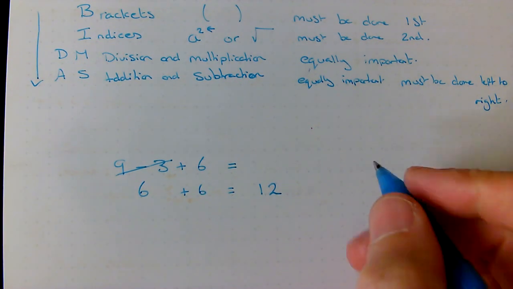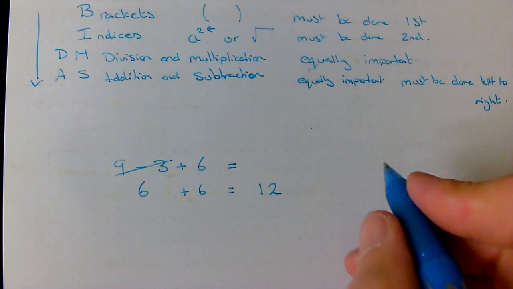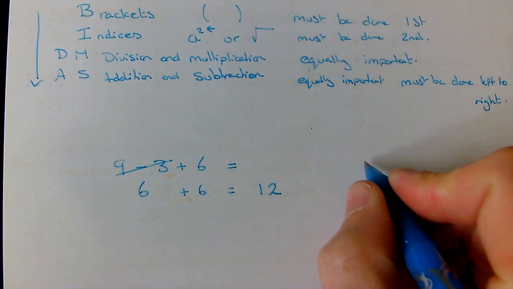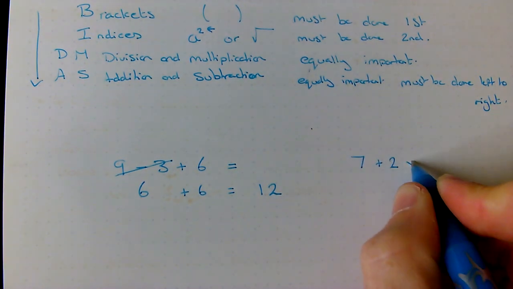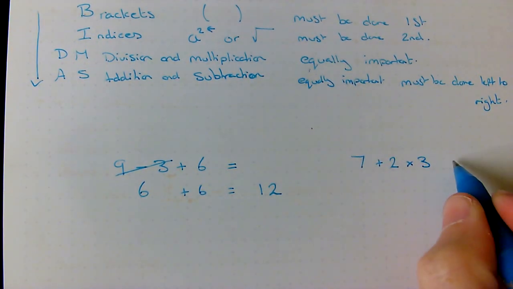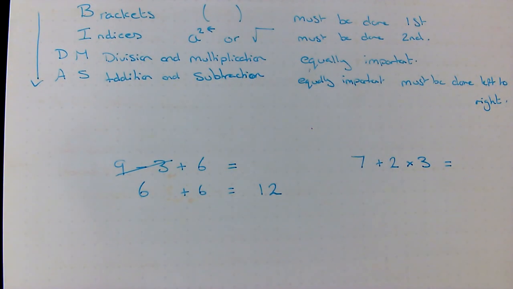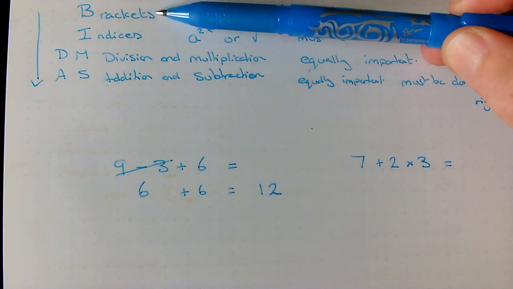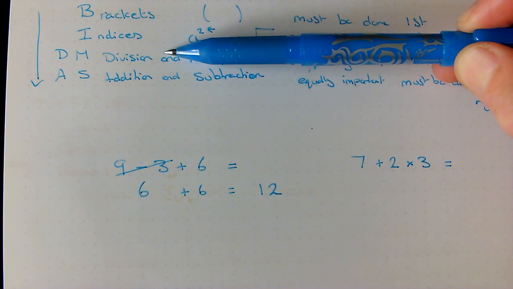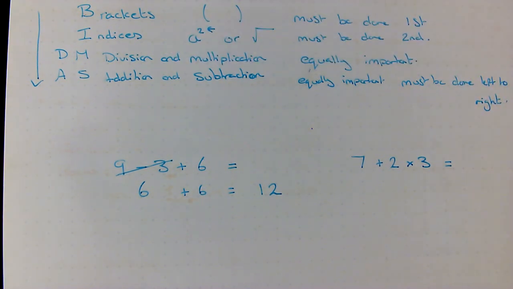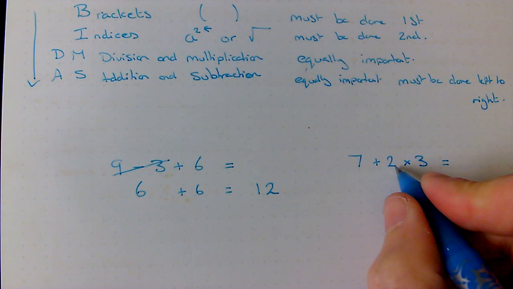Okay, next one. So let's have a look. We've got two different aspects to this now. So let's go 7 plus 2 times 3. Okay, so if we have a look at that calculation, we've got an addition, we've got a multiplication. If we look at our chart to see which is the most important here, brackets, there aren't any. Indices, no, there are none. Division or multiplication, yes, there's multiplication, so I'm going to do that bit first. So 2 times 3 I'm going to do first.